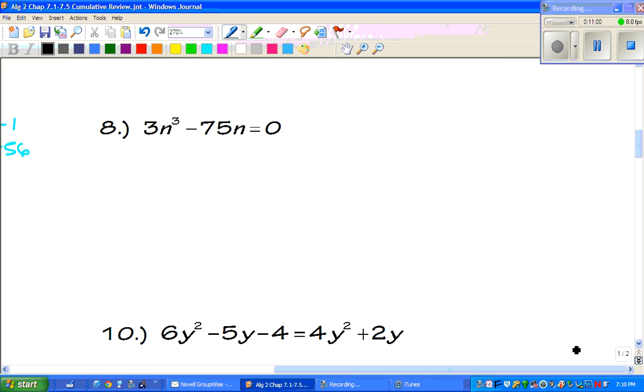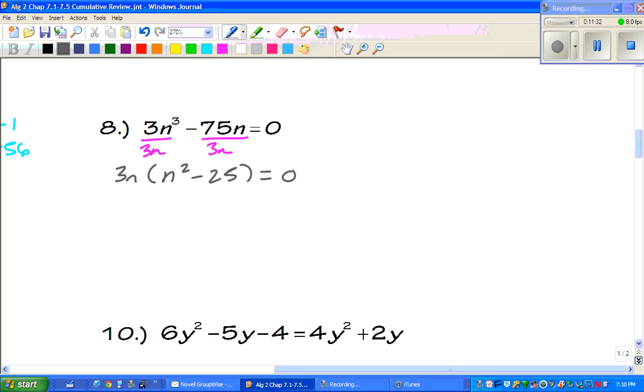Number 8. Now, don't just jump in and be like, yo, Mr. Grice, look, it's a cube. It's the difference of two cubes. No. Okay? Remember rule number 1? Always check to see if there's a GCF. And there is. You can take out a 3n. When you take out the 3n, you're left with n squared minus 25 equals 0.